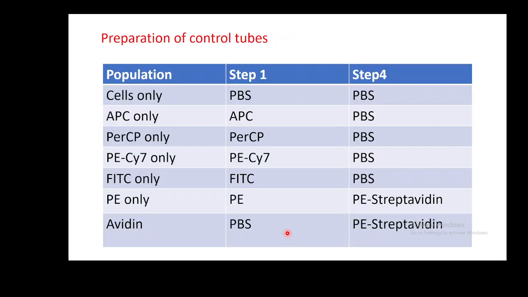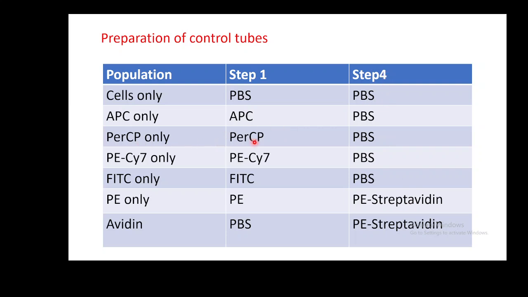And how will you make the control tubes now? For cells only, you will take only PBS, there is no dye. In APC, you will take only APC, and there are 4 steps, step 1 and step 4. There is a gap in between step 1 and step 4 because once you add the dye, you will incubate it for a certain period of time, centrifuge it, wash it, and then you will add another antibody if you want to add. So that is why this is step 4.